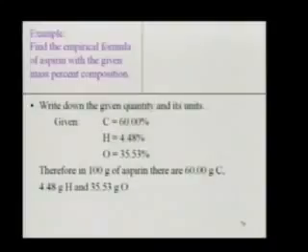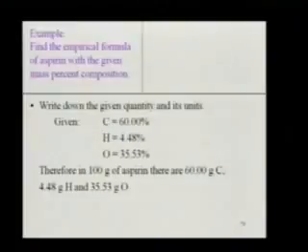What is the chemical formula, the empirical formula, for aspirin? Here's what we know. Here are our percentages. Now, what we can assume, just think about it: if I had a 100-gram sample, and these percentages are true, I would have 60 grams of carbon, 4.48 grams of hydrogen, and 35.53 grams of oxygen.